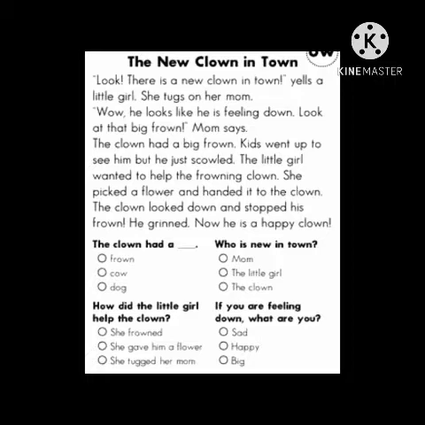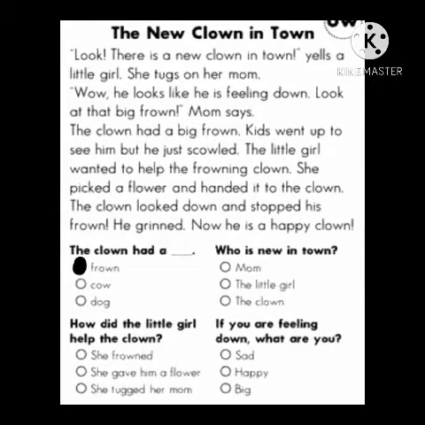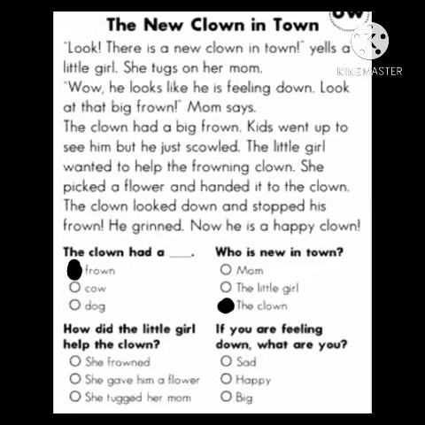Now you have to answer the questions that follow. The clown had a frown. Yes. Who is new in town? Mom, the little girl or the clown? Yes, the clown. How did the little girl help the clown? She frowned, she gave him a flower, or she tugged her mom?